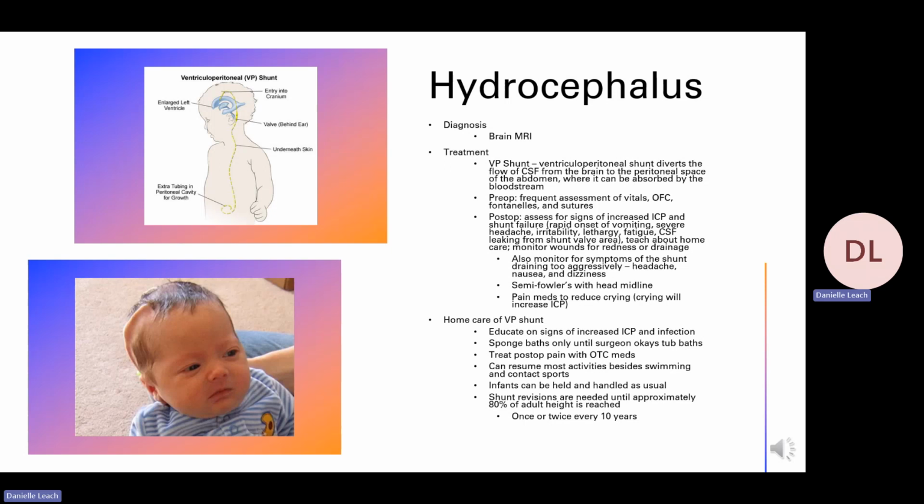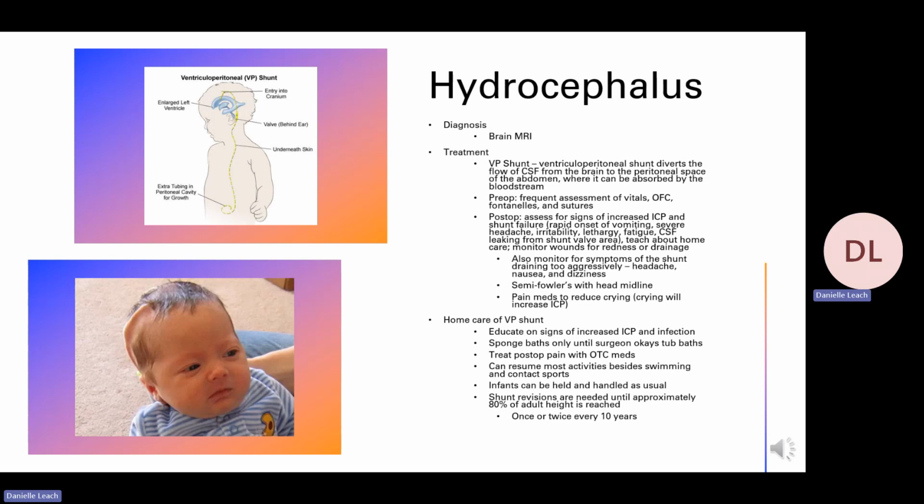So treatment for hydrocephalus, one of the most common treatments is a VP shunt. VP stands for ventriculoperitoneal shunt. This shunt basically diverts the flow of the CSF from the brain to the peritoneal space of the abdomen, where it can then be reabsorbed by the bloodstream. So again, remember there's basically too much CSF in the brain, so we need to get rid of it somehow.